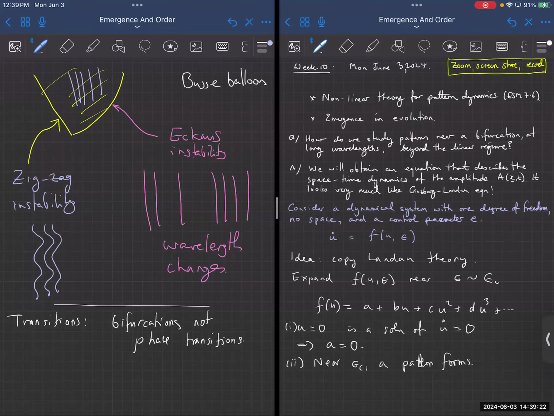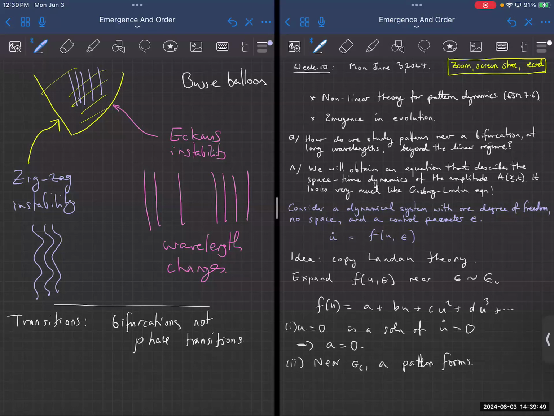Wouldn't that tell you that B is 0? No, it doesn't. We're going to get to B and so on in a moment. But for the moment, I want U dot equals 0 when U is equal to 0. So U dot would be B plus 2CU plus... No. U dot is F.